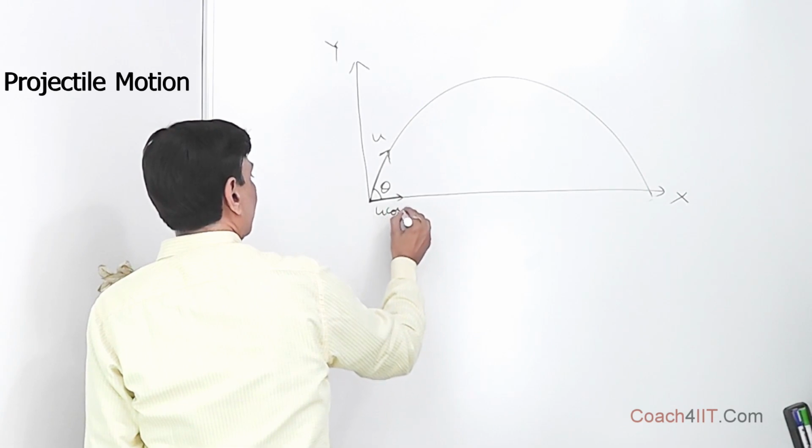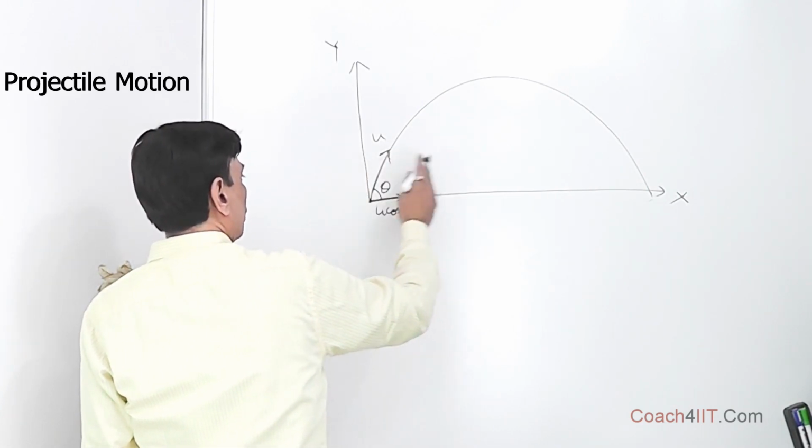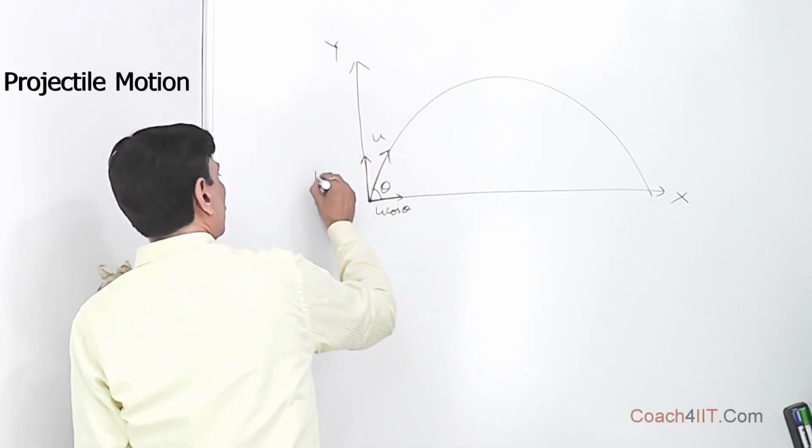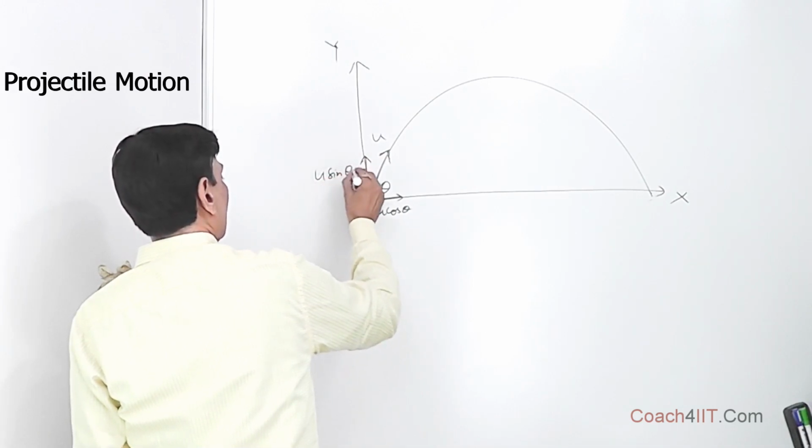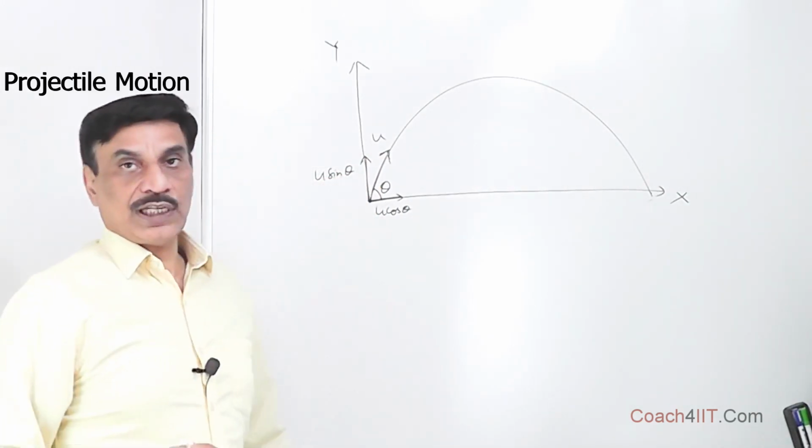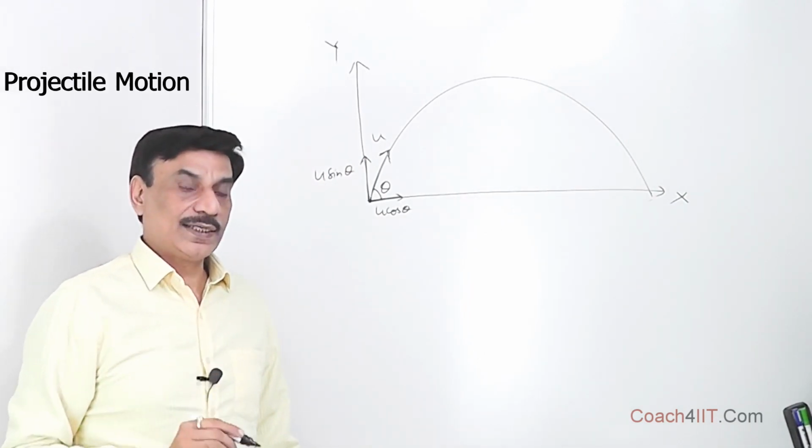One is u cos theta, which is responsible for its motion on the x-axis, and this is u sin theta, the initial velocity component on the y-axis, which shall be responsible for its motion on the y-axis.